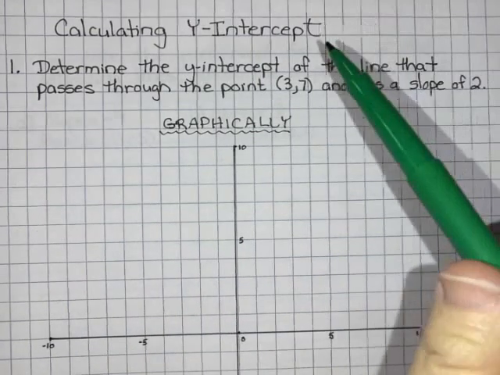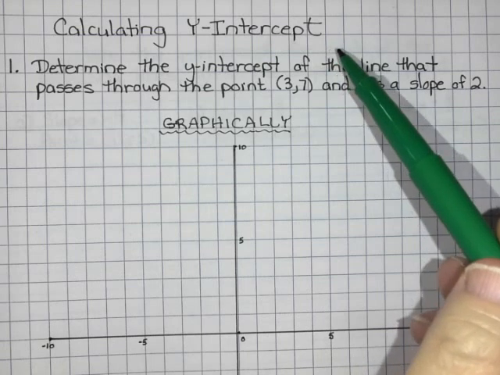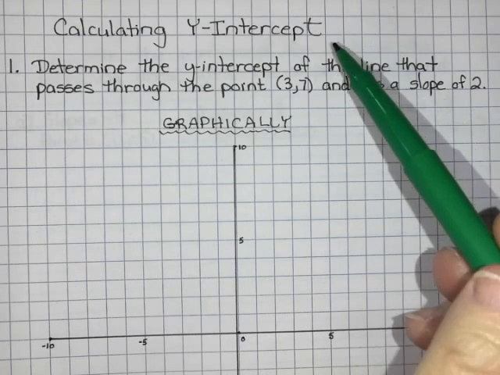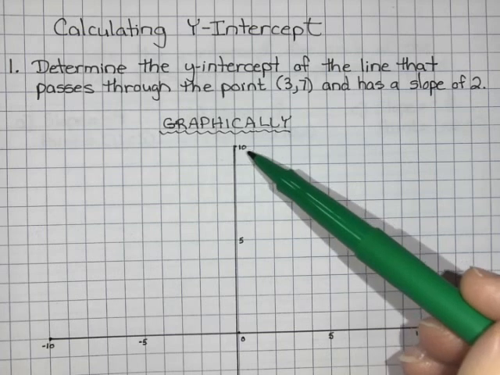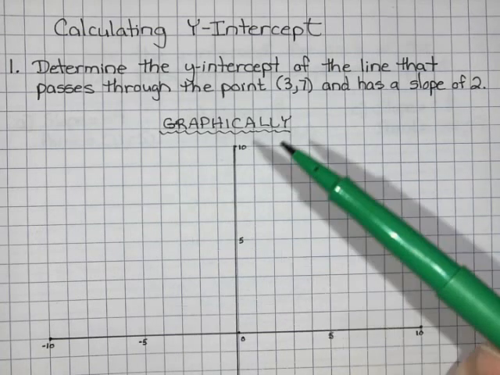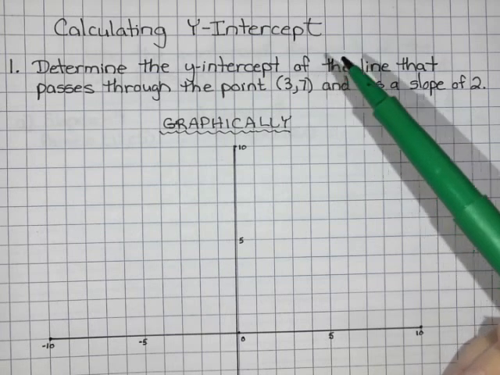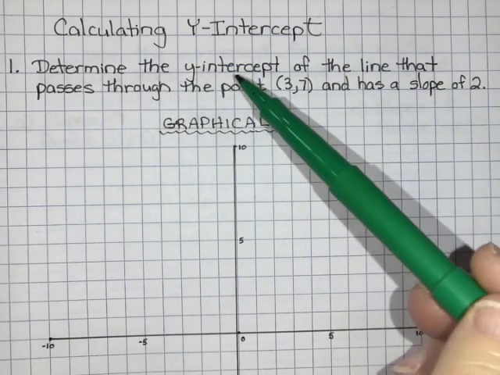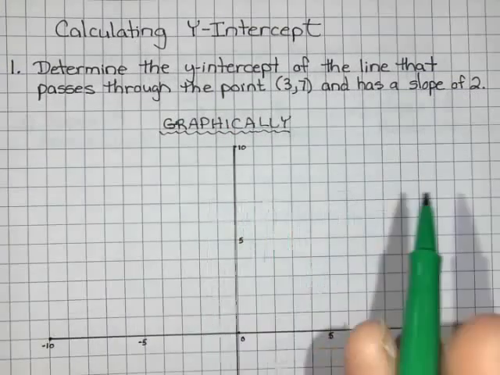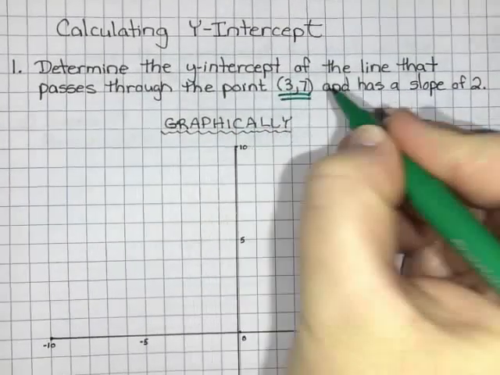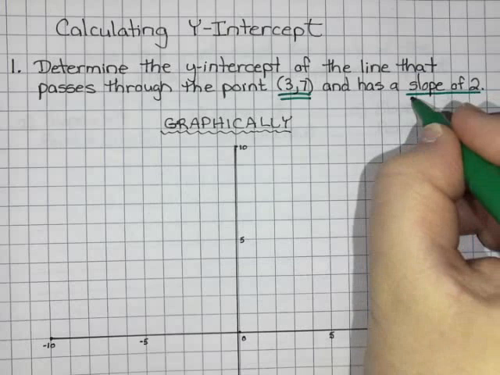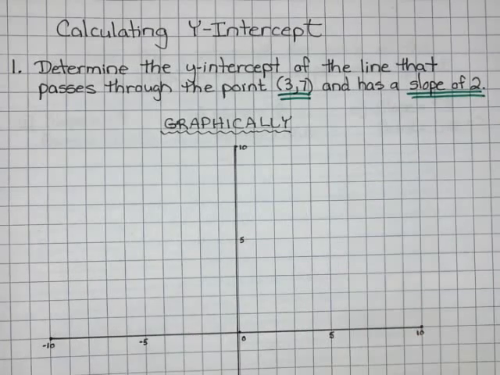Today we're going to learn about calculating y-intercept. So y-intercept is where your graph crosses the y-axis. So we're going to learn today how you can calculate that point if you don't have a graph to work with. So it says determine the y-intercept of the line that passes through the point (3, 7) and has a slope of 2. So we're going to do it two ways.